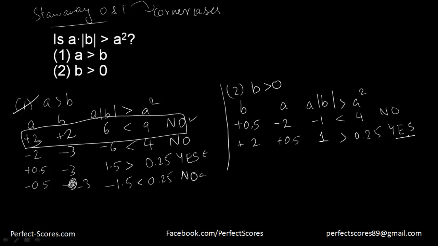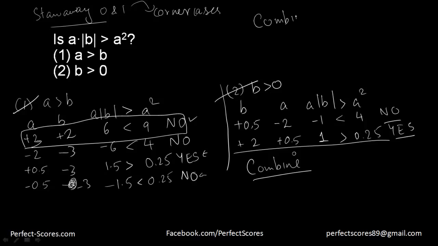So I have a yes and I have a no, which means what? This statement is also insufficient. Now I combine. Now this is some piece of information that I would like to give you. Whenever you are combining the statements, your answer option is either C or E. So understand, most of the times, like roughly 70 to 80% of the times is going to be C, and very rarely it is going to be E.